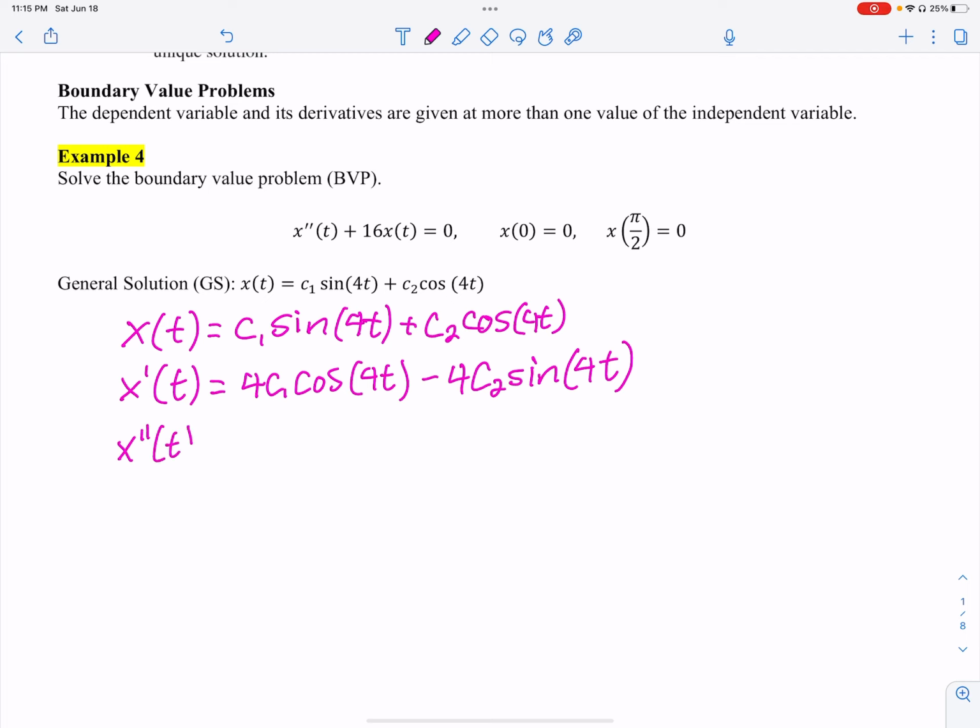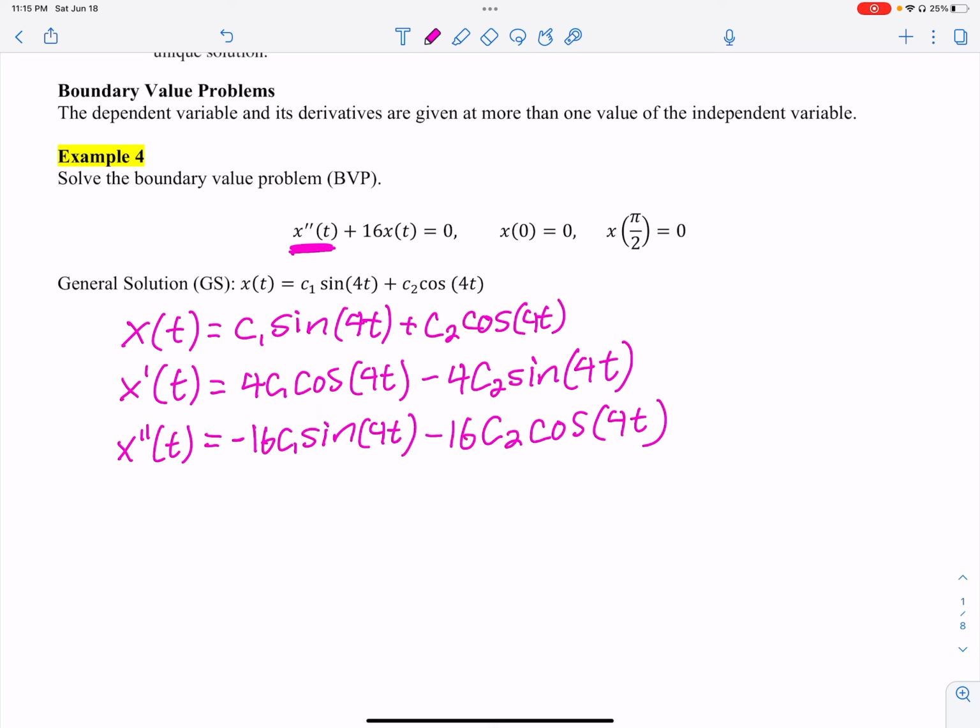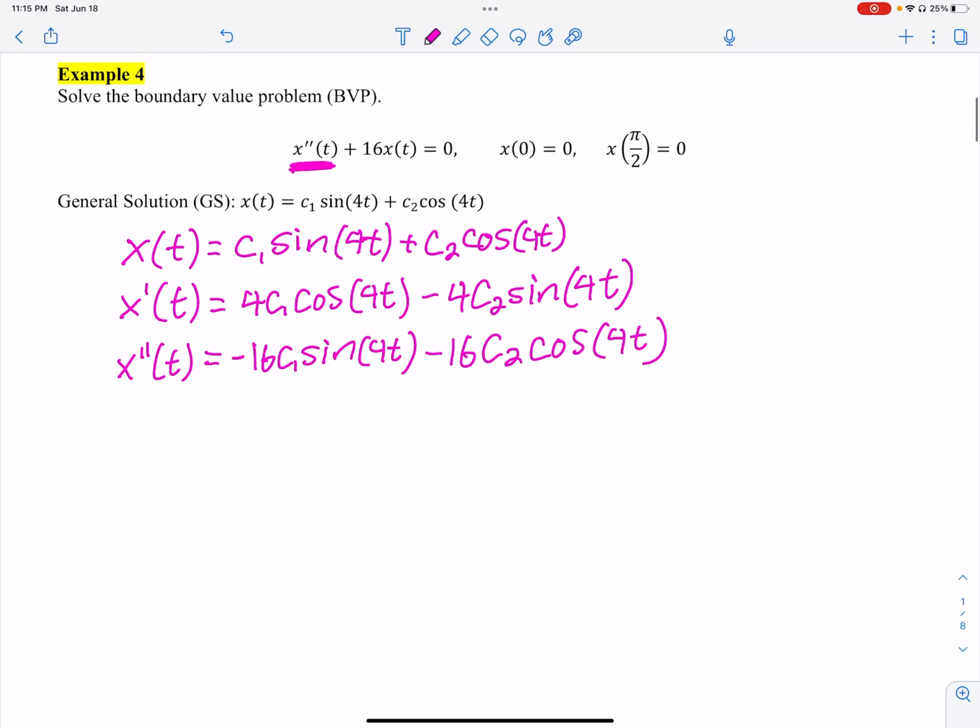Then I take my second derivative. I'm going to need it, because I'm going to plug it all in here in a moment to solve for c. If I follow that same pattern, cosine is negative, so I get negative 16c1 sine of 4t minus 16c2 cosine of 4t. So there we go. Okay, so what we're going to do now is work our equation to solve for c.